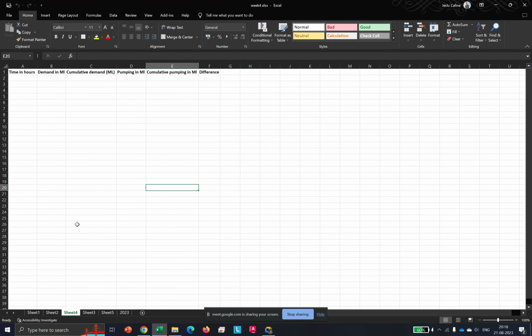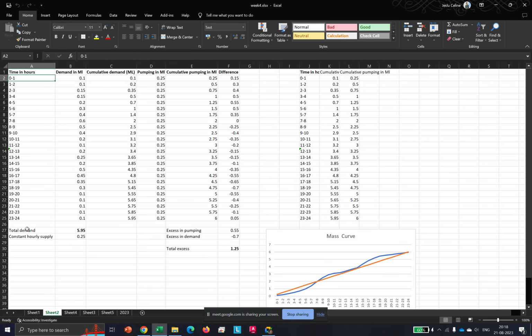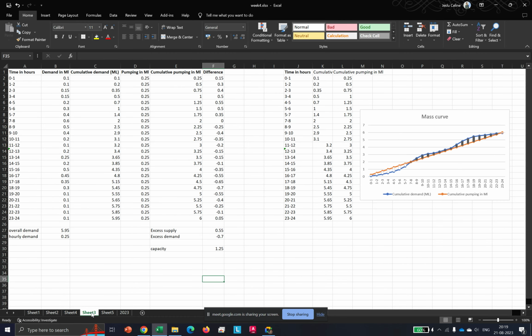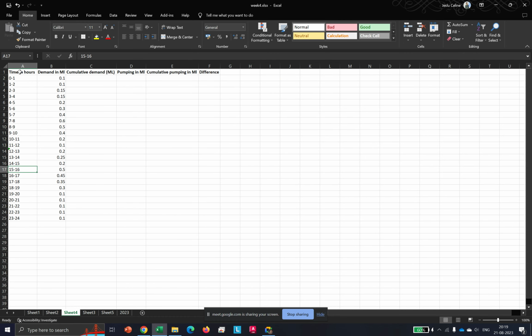So that was already worked out. So we have the time and demand. I'm just copying it from here because I've already worked this out. This is just to show how we work this out in Excel. So this is what is already given to us. We have our time for every hour and we have the demand. So this is the data.